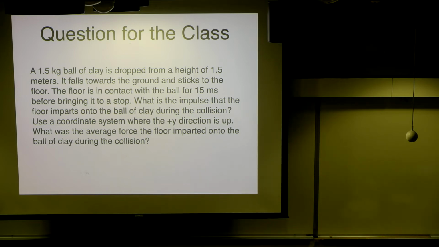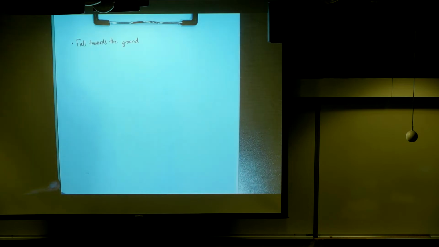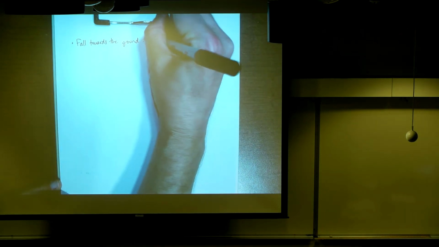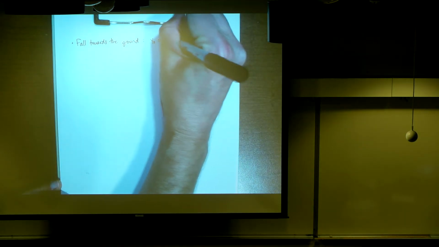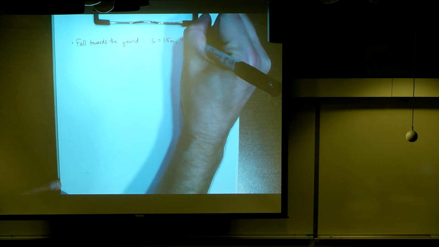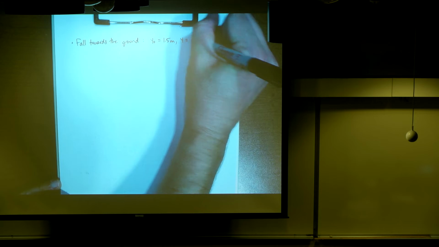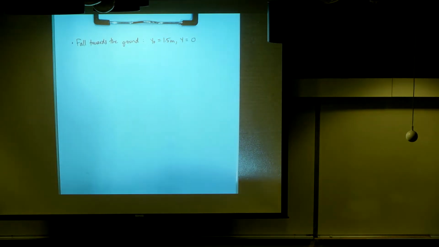Let's do that part of the problem, and then I'll leave you to do the other part. So right now, what we're analyzing is the fall towards the ground. We're just considering that part of the motion. So what's going on with the fall towards the ground? Well, we start off at a height, which I'll call y0, of 1.5 meters. At the moment we hit the ground, our final height, which we call y, is equal to what? 0, right? I want to show in my equation that we've fallen 1.5 meters.